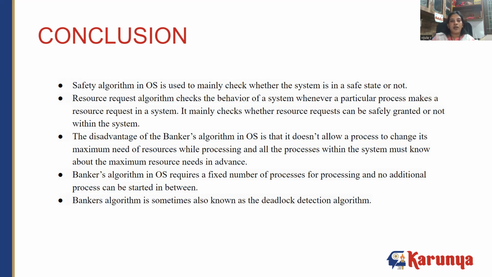The disadvantage of the banker's algorithm in OS is that it doesn't allow a process to change its maximum need of resources while processing. All the processes within the system must know about the maximum resource needs in advance. The banker's algorithm requires a fixed number of processes for processing, and no additional process can be started in between. This is the reason why it is also called the deadlock avoidance algorithm. When somebody mentions the deadlock avoidance algorithm, it purely means that they are pointing to the banker's algorithm.